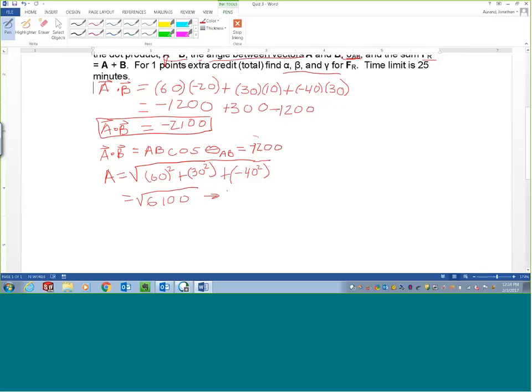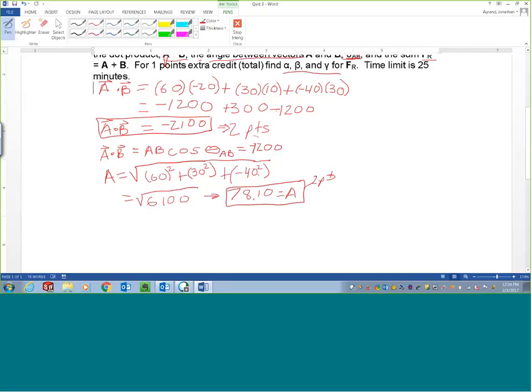Which goes to 78.10, equals the magnitude of A. So you get 2 points for that, having that magnitude there. So this was 2 points. And this guy here is 2 points.